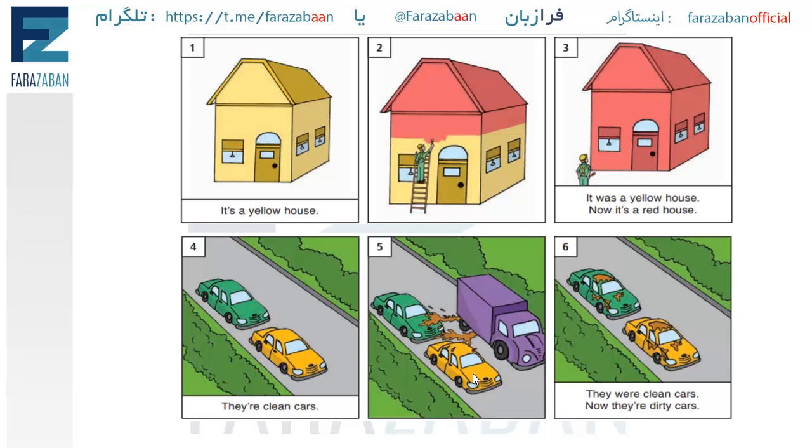خونه زرد بود. الان خونه قرمزه. They're clean cars. They were clean cars. Now they're dirty cars. ماشین های تمیزی بودن اما الان ماشین های کثیفی هن.